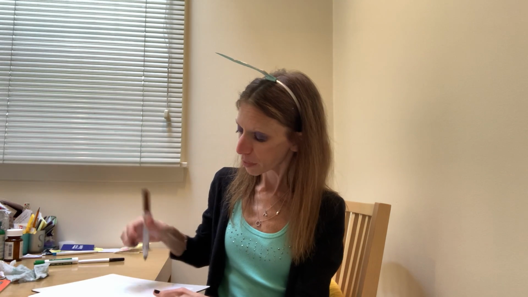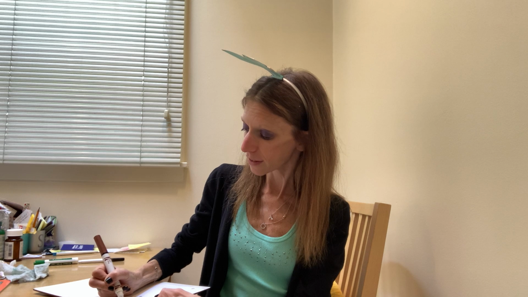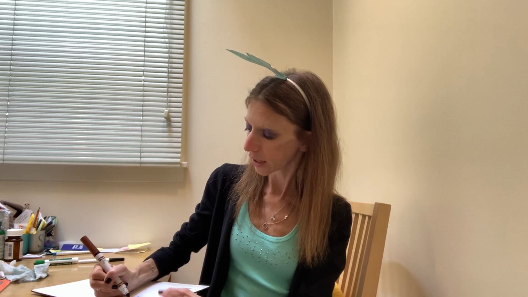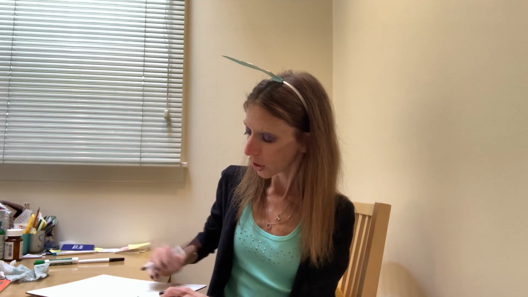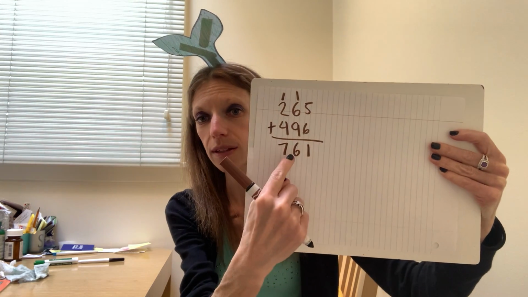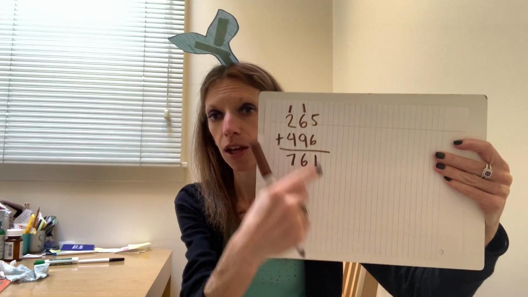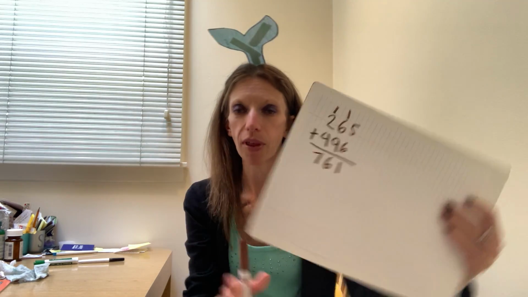So 5 plus 6 is 11. We have to regroup. Then 1 plus 6 is 7. 7 plus 9 is 16. You regroup again. 1 plus 2 is 3. 3 plus 4 is 7. You get 761. So remember, ones, tens, hundreds. Add, regroup if you need to. Remember that.